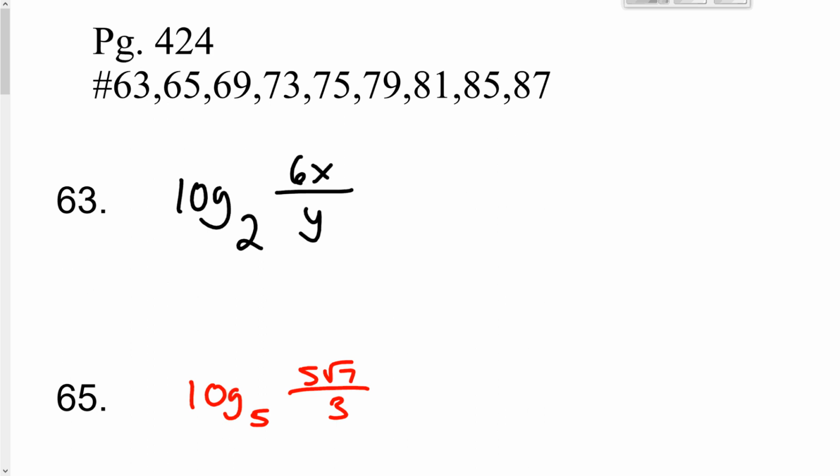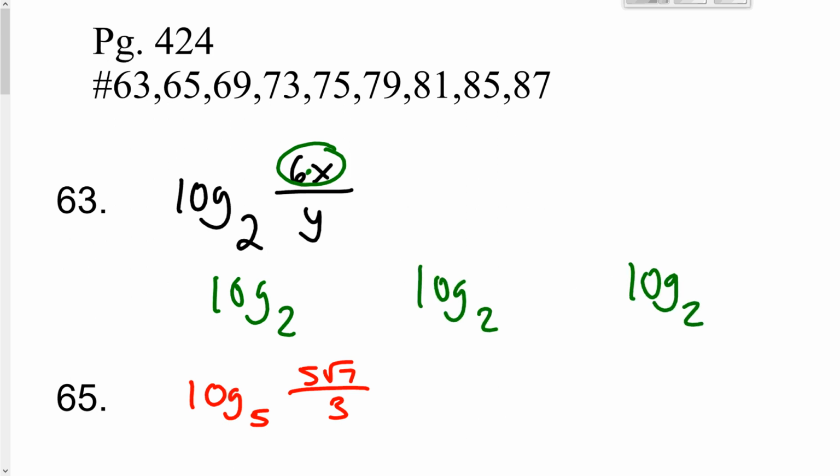Okay, so we're going to expand these logs. Okay, so whatever's on top, look what's on top. Is it what's happening with these factors? They're being multiplied, right? So that means I'm going to have an addition there. However many factors you have, probably that's how many logs you're going to have. So I have a 6, an x, and a y. So that means I'm going to have three different logs with base 2. Okay, and it's going to be a 6, an x, and a y.